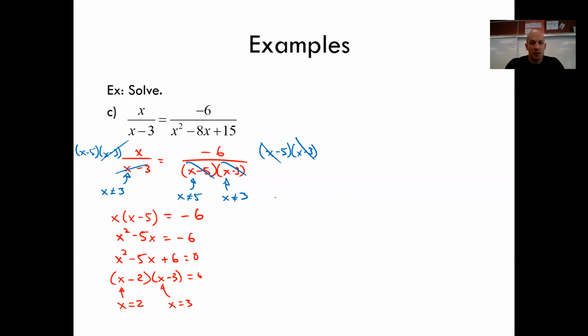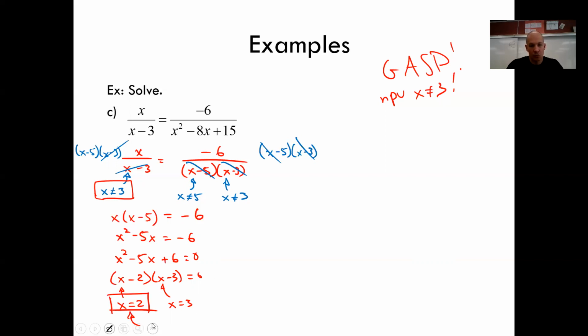Okay, so now let's see. Compare it with our non-permissibles. Non-permissible: x cannot be equal to 3. So that means that this guy, x is equal to 2, that's real. This one, that is extraneous. You cannot have x equals 3 as a solution. So the only solution, therefore, is x equals 2. All right.